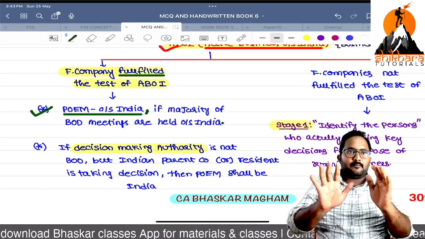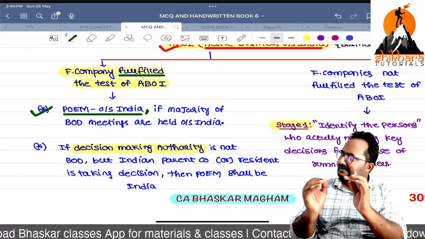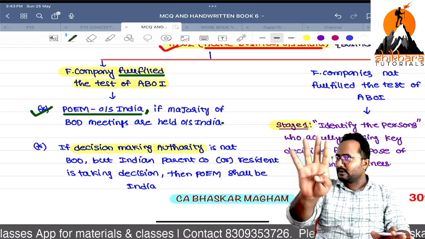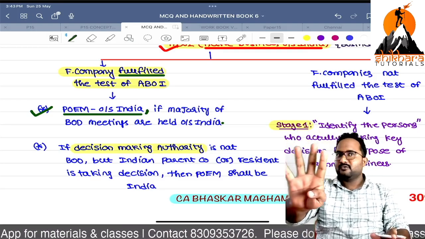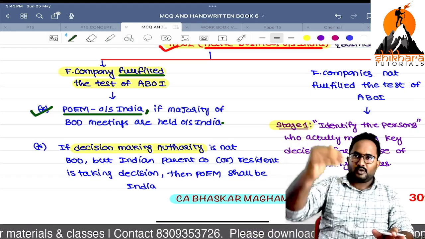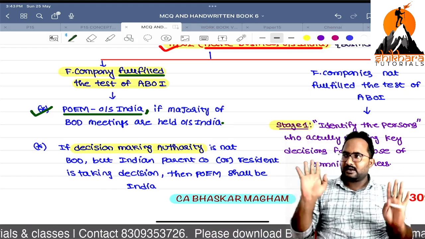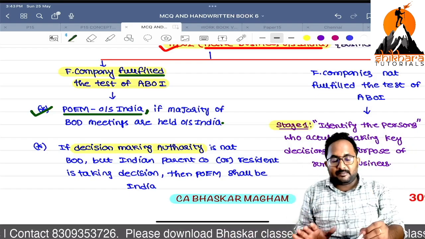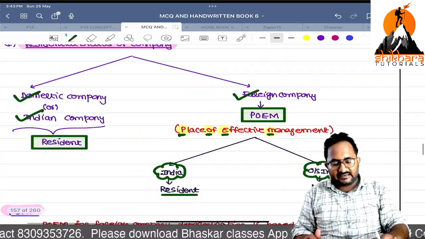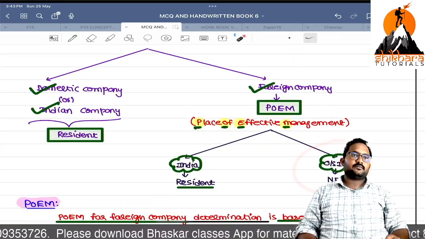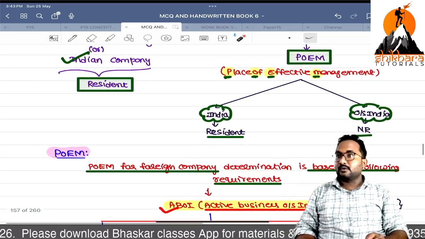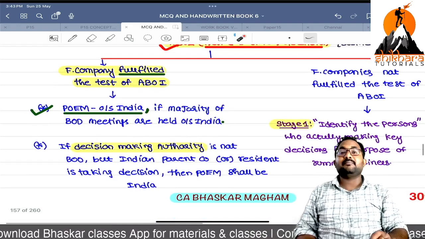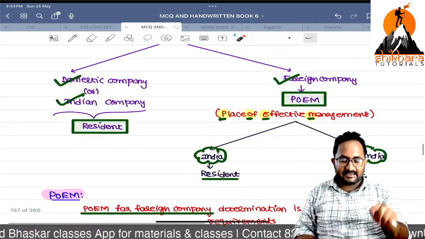So, for example, one foreign company satisfied the active business outside India test, and they held 4 board meetings. I think in a calendar year we have to hold 4 as per the law. More than 4 we can also conduct, but at least 4. Now, if all 4 were conducted outside India, POEM is located outside India, and the residential status is non-resident. Sir, if out of 4, 3 were conducted in India, then what will happen? POEM is in India. The answer is resident.